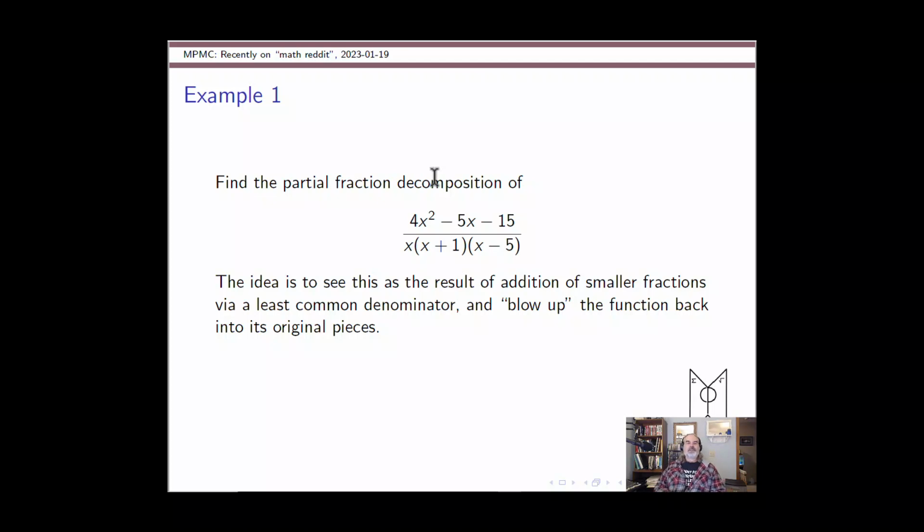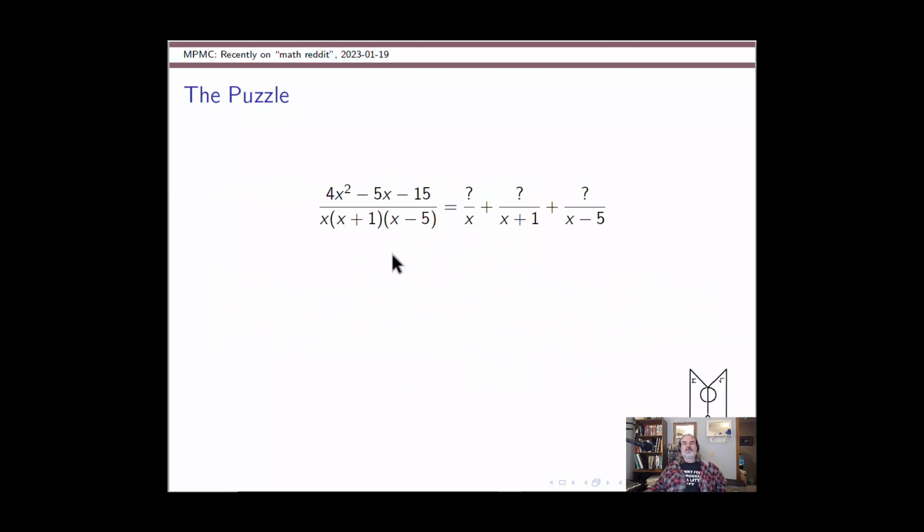And so partial fraction decomposition is basically placing a stick of math dynamite into this rational function and blowing it up back into its original smaller functions. So the original individual denominators that could have mushed together to produce this as the common denominator would be the terms that we see, the x plus 1, and the x minus 5. And so the puzzle that we have to solve is to figure out how this mess could have been the result of taking something over x plus something over x plus 1 plus something over x minus 5 and adding those three things together by finding a common denominator and then producing this.